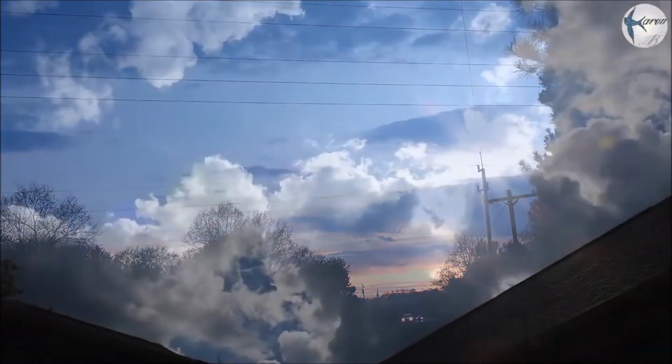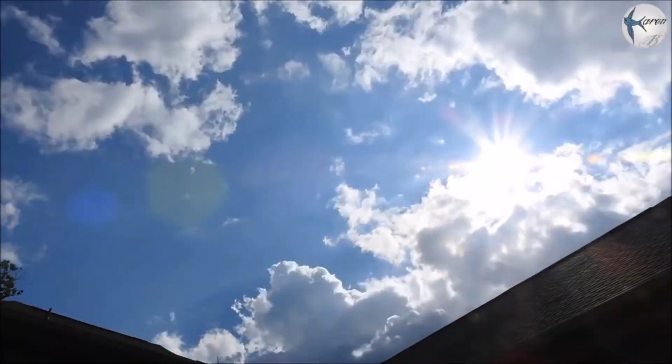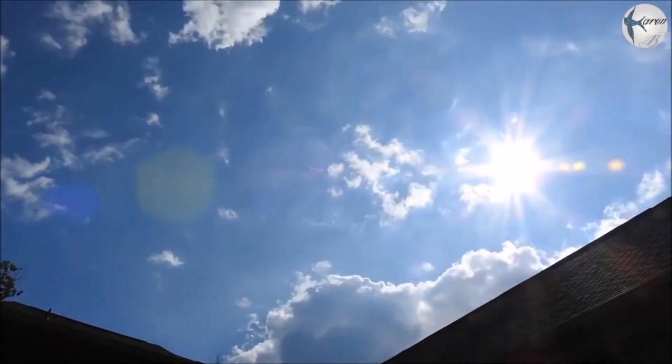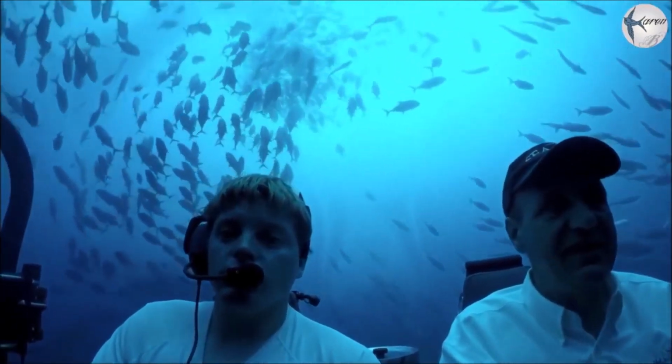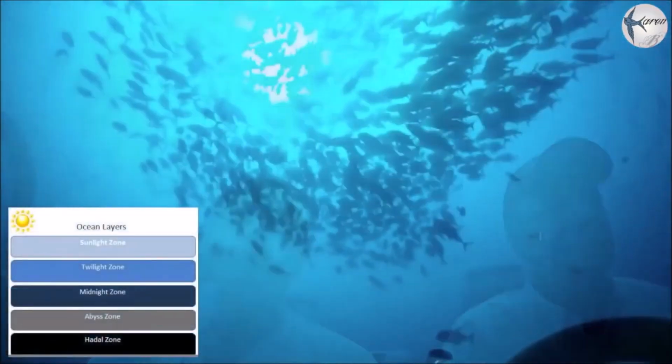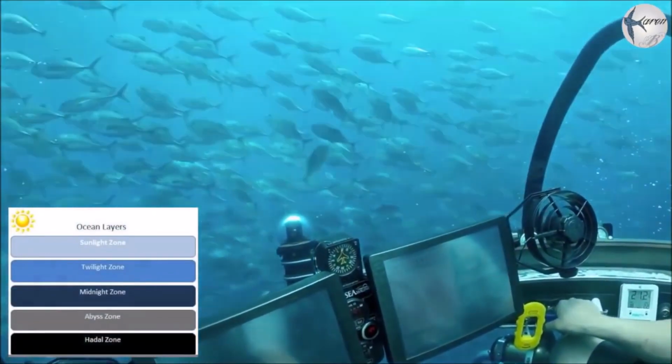The next thing that causes the sun to set and rise is our atmosphere, or atmoplane, as I like to call it, since we live on a plane, not a sphere. Think about the ocean. There are many layers of visibility. First, you have the sunlight zone, which is the top layer we are in the most, and it's still easy to see in the water while the sun is overhead.